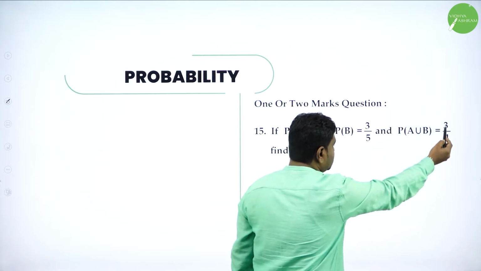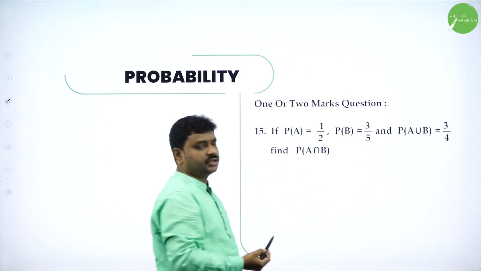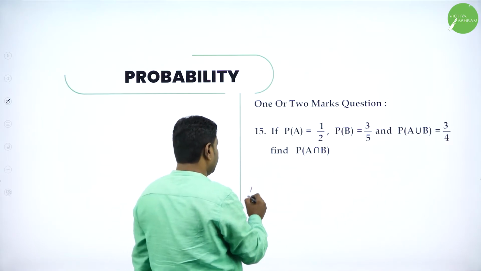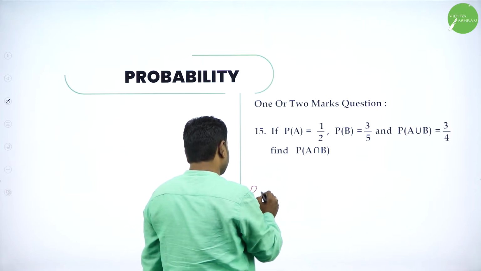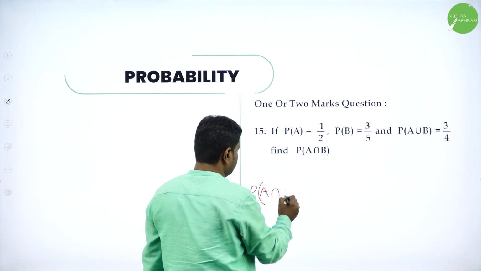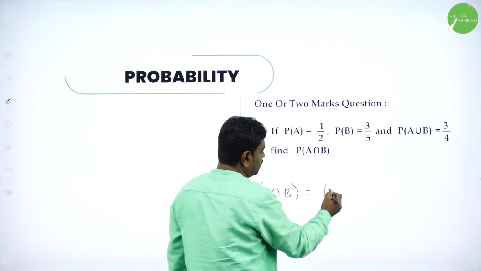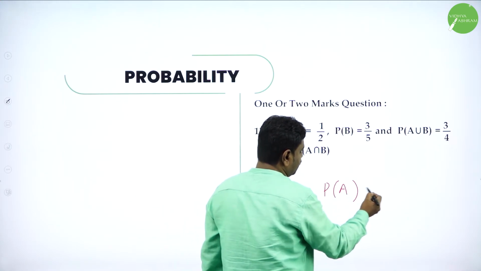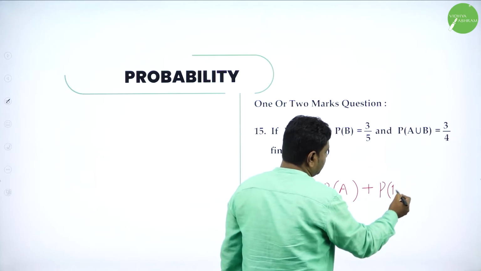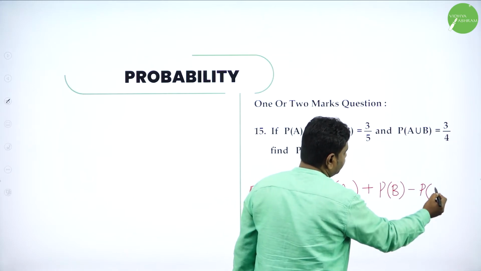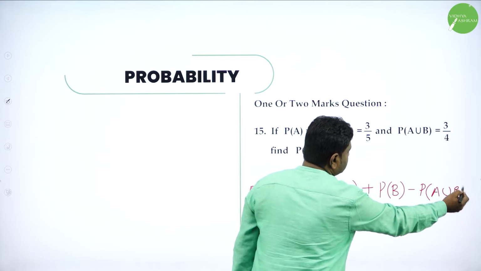Next, P of A is 1 by 2, P of B is 3 by 5, P of A union B is 3 by 4, find P of A intersection B. Plain and simple. You know the formula for P of A intersection B. What is P of A intersection B? Probability of A plus probability of B minus probability of A union B. So use this formula and substitute.